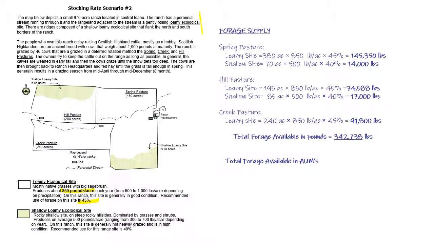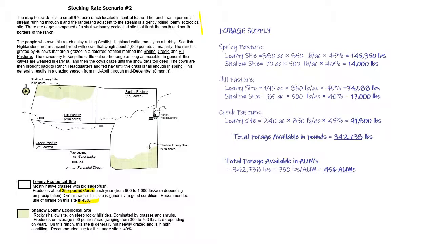What does that mean in AUMs? Remember, an AUM is 750 pounds because an animal unit eats 2.5% of its body weight each day, which is 25 pounds. There's 30 days in a month, so that's 750 pounds per AUM. So if you had 342,738, you divide it by 750 pounds, because that's what an AUM is, you'd have 456 AUMs.